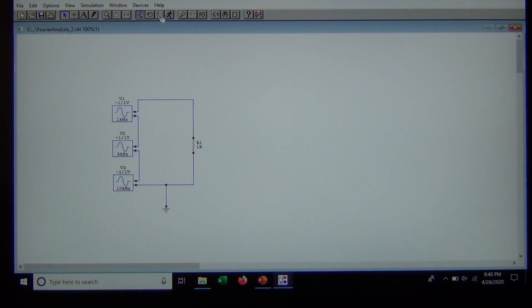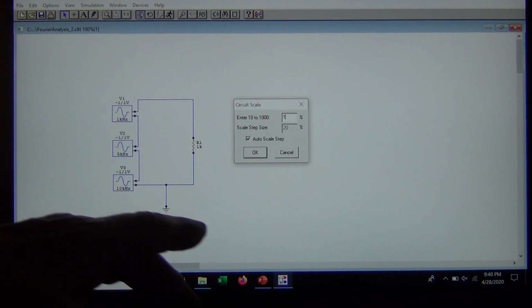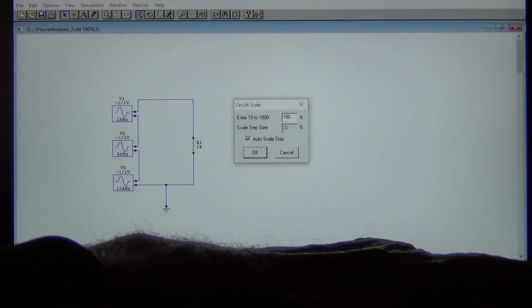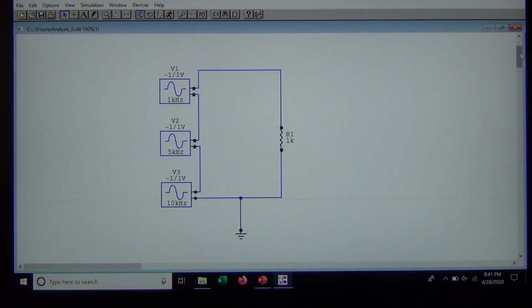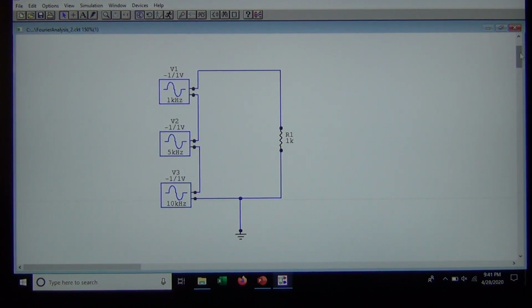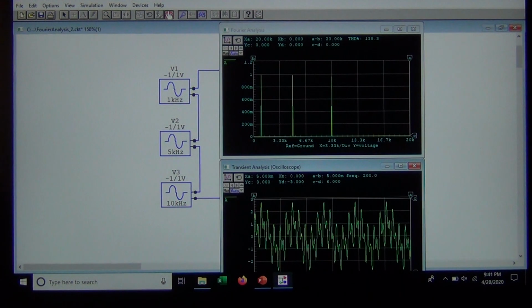And this one shows, I'll blow it up a little bit. Let's make it 150, and move it up in the screen. Okay, so what I have here, as you can see, is a 1 kilohertz, a 5 kilohertz, and a 10 kilohertz signal. So let's run this, and we'll see both the time display and the frequency domain versions.